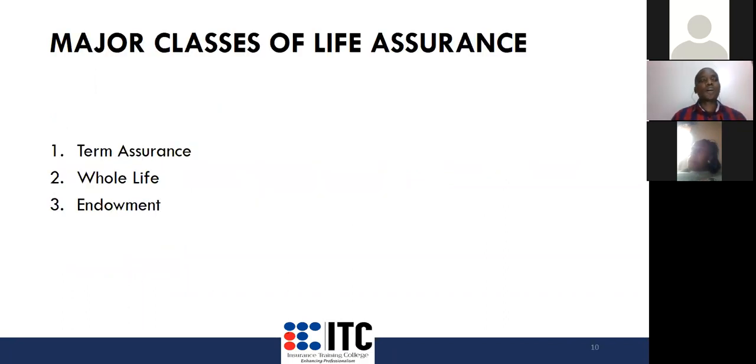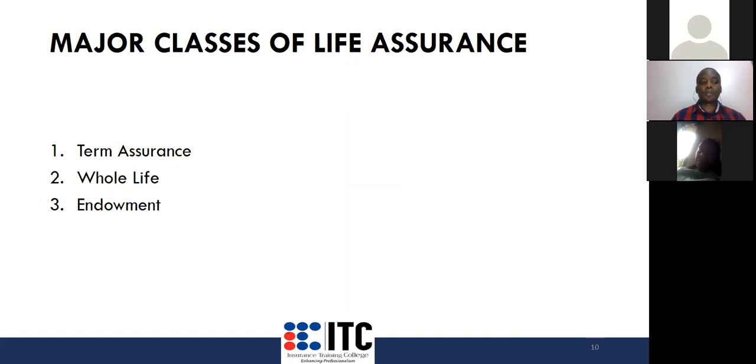Yeah, so now that we have covered the key terms, we have three major classes of life insurance. When we speak of life insurance, every other product, every other policy stems from these three. These are the ones that we know of as being life insurance classes.